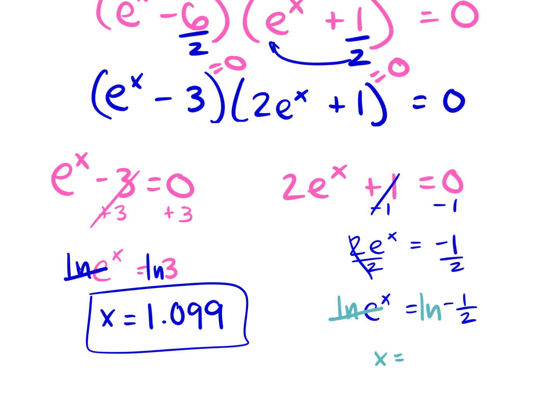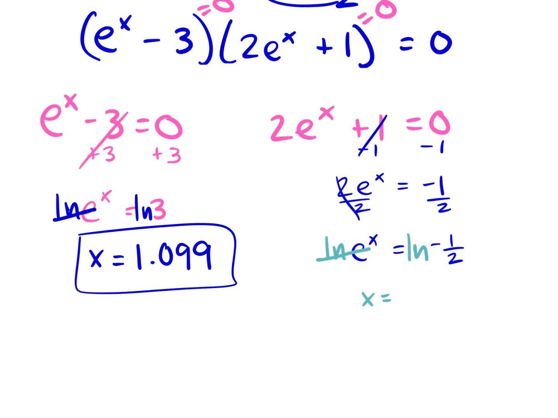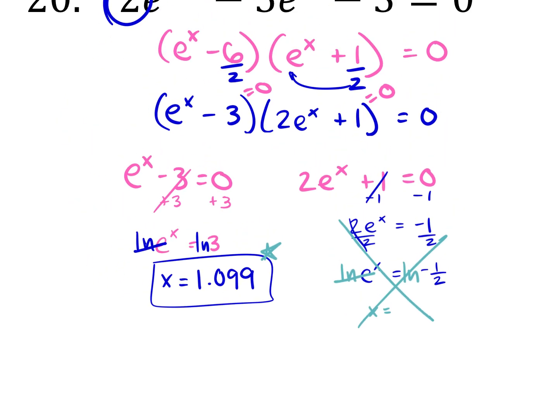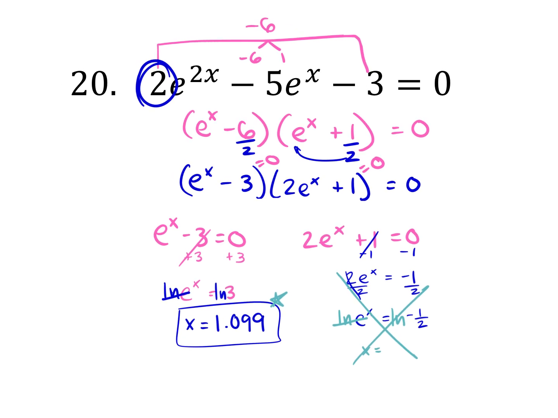Domain error. Why do you think? You can't take the ln or the log of a negative number. So here, this one gives us no answer. But it's not no solution as our final answer because we still had an answer here. So our only answer is 1.099. The other one doesn't give us an answer.